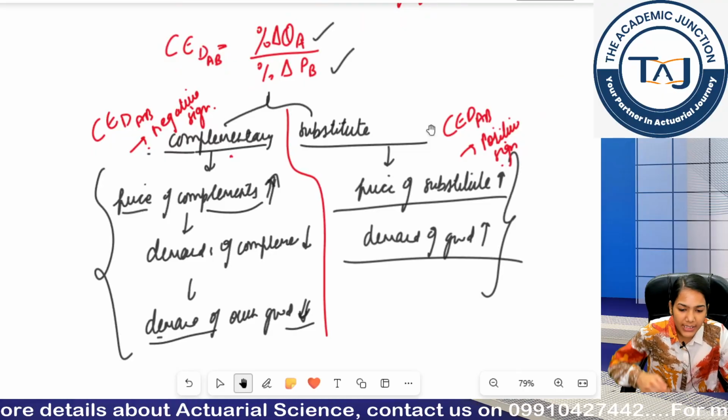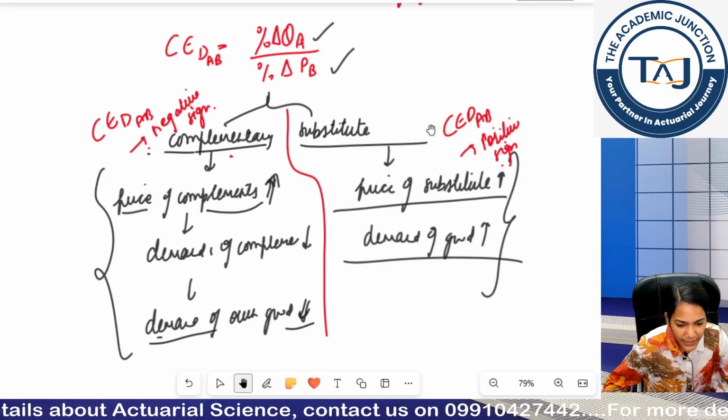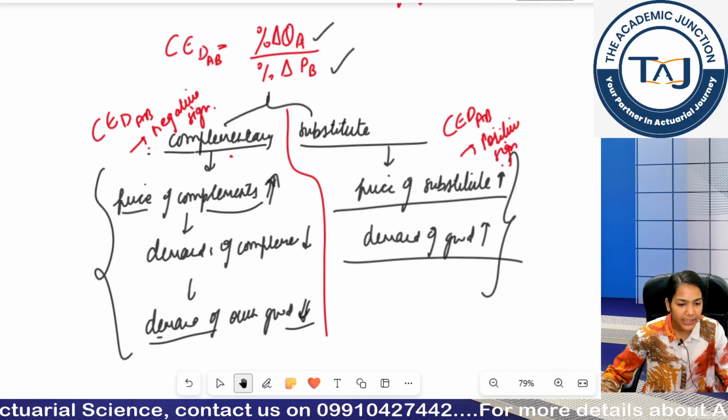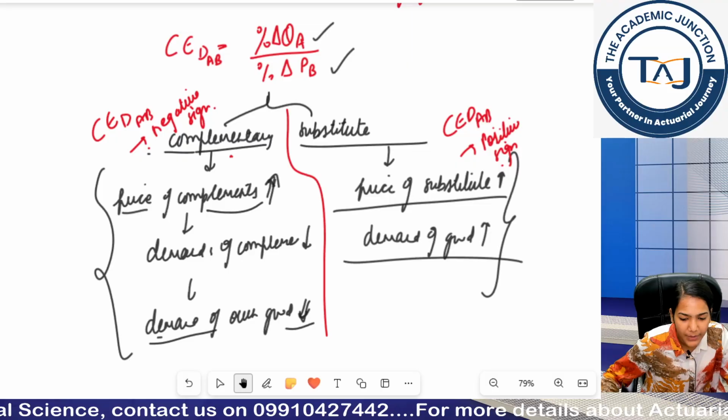So take 20 seconds of your time and we have covered all the types of elasticity. Now we will move forward to price flooring and price ceiling. Quickly take 20 seconds. If you have any doubt, give me that in the chat box.